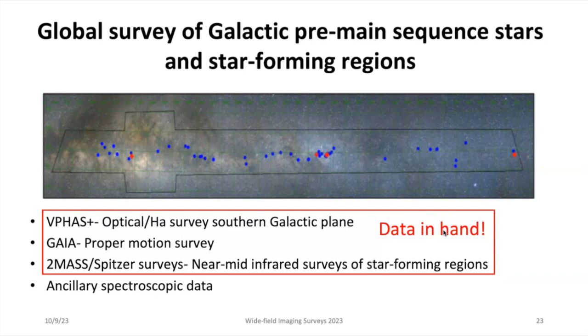And the important thing is such data sets are already in hand. Basically, the IPHAS and VPHAS surveys, the 2MASS and Spitzer surveys, and also other near-infrared surveys. So there is a great need to conduct such a study soon.